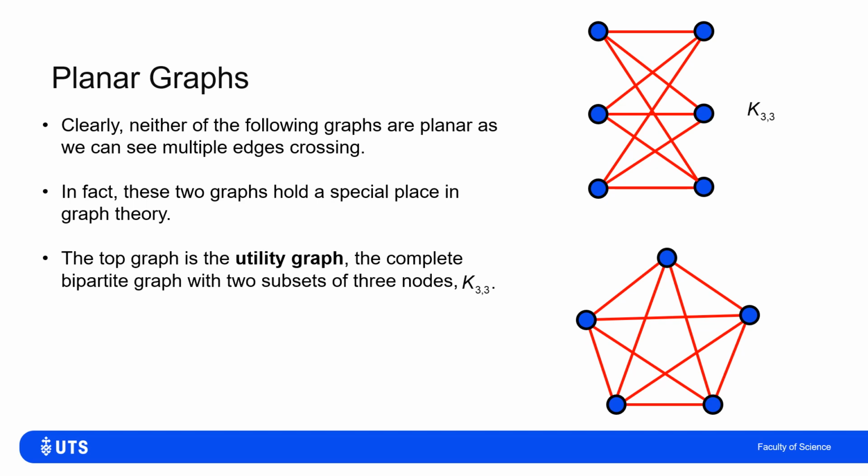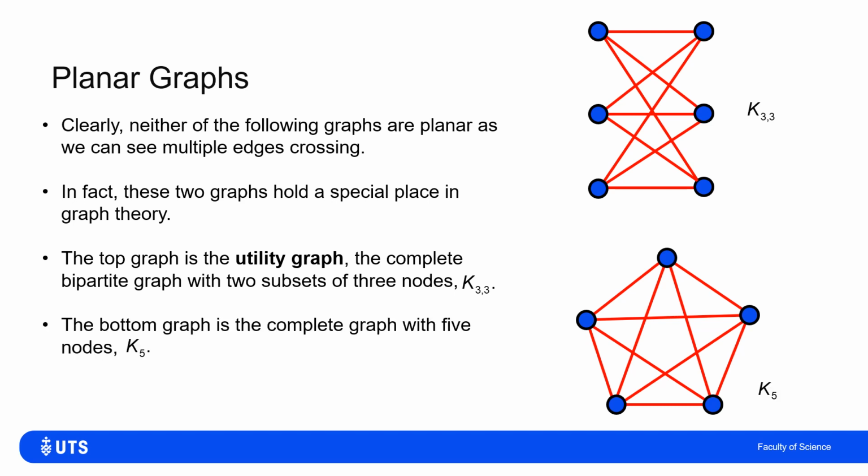The top one sometimes gets called the utility graph, which is a complete bipartite graph, where I have 6 nodes, and it's bipartite because here, as I've drawn it, every node on the left is connected to every node on the right, but none is joined within its own side. None of the left nodes share an edge, none of the right nodes share an edge. The bottom graph is the complete graph with 5 nodes. So sometimes called K5, the complete graph, 5 nodes, and the utility graph is sometimes called K33, a bipartite graph of 2 subsets of 3 nodes.